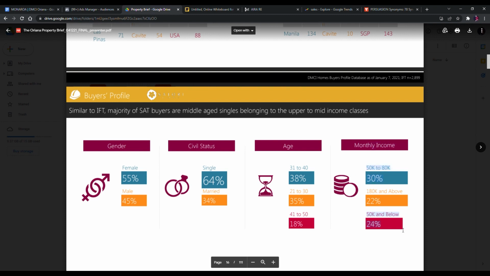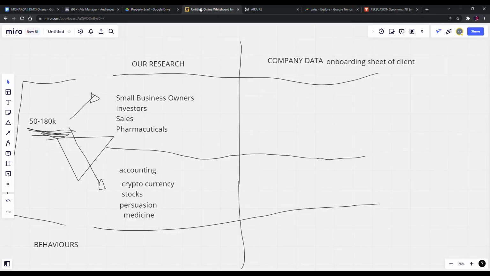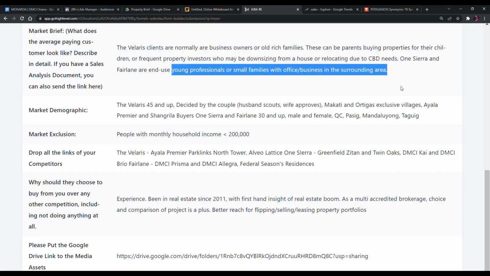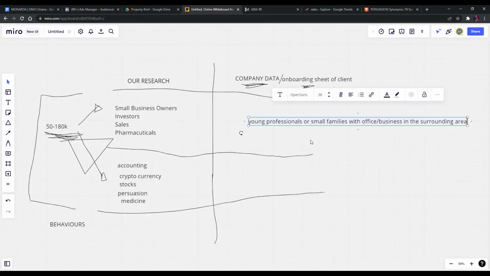So the people who are earning this much. What we can have right here, since we don't have much data from the company, we're going to base this on the onboarding streak of the client. As we got earlier from our client, these people are young professionals. You just copy this one right here and type this in: young professionals or small families with offices or businesses in the surrounding area.